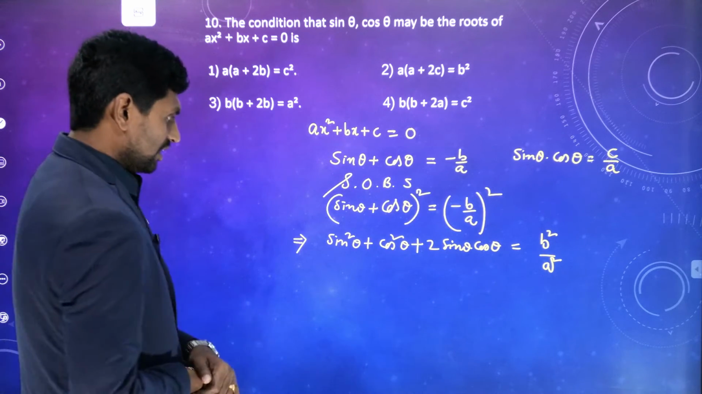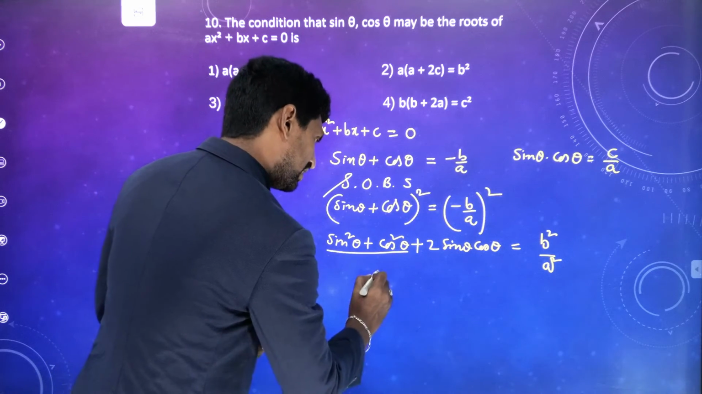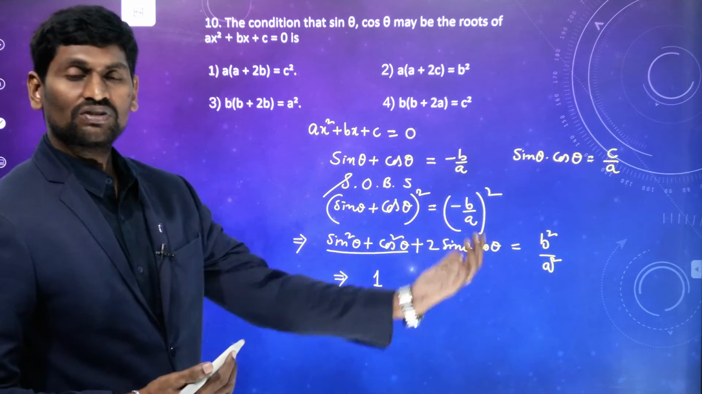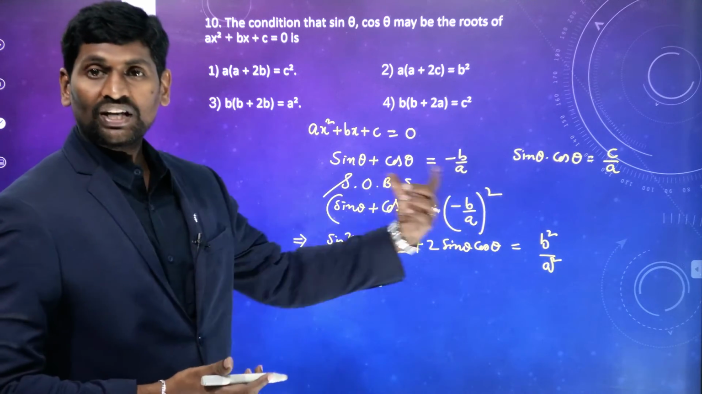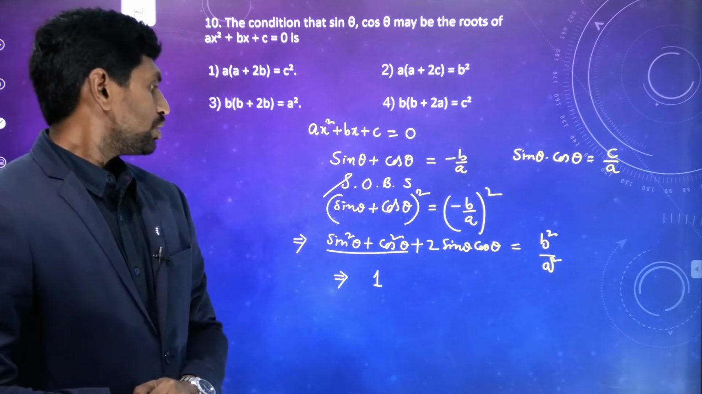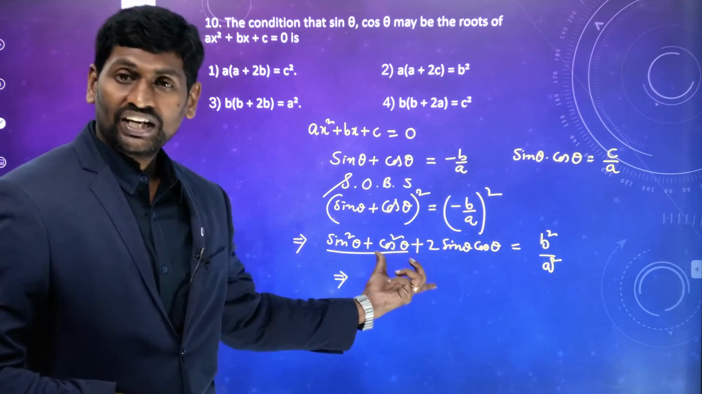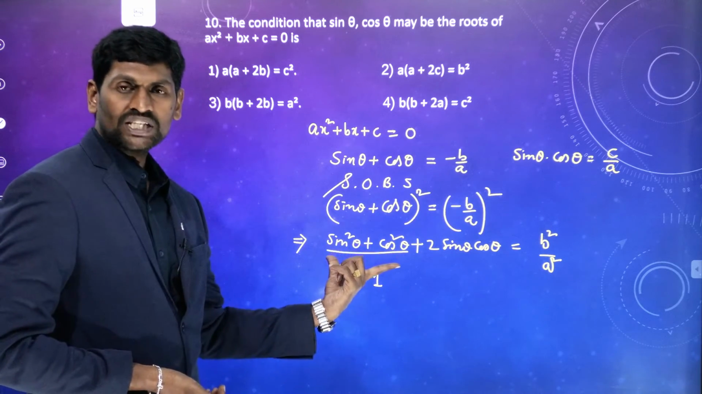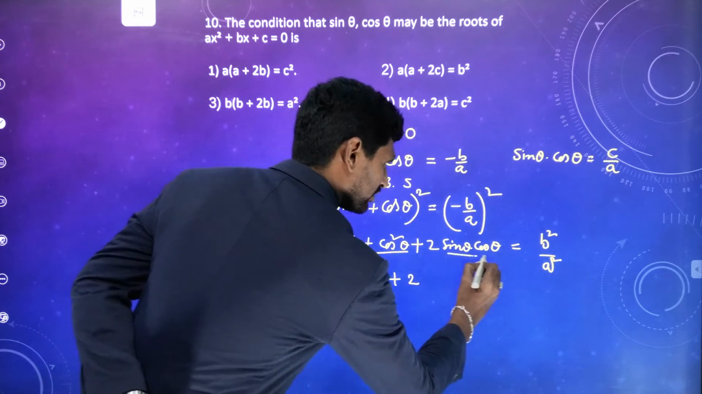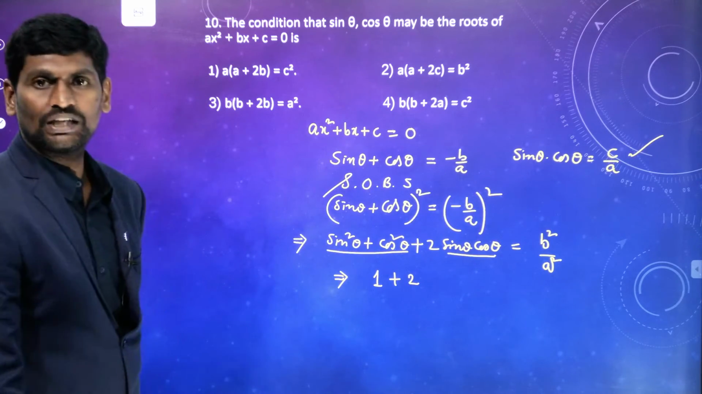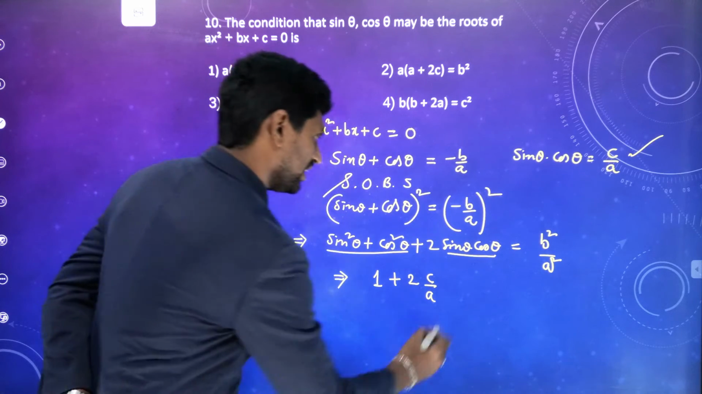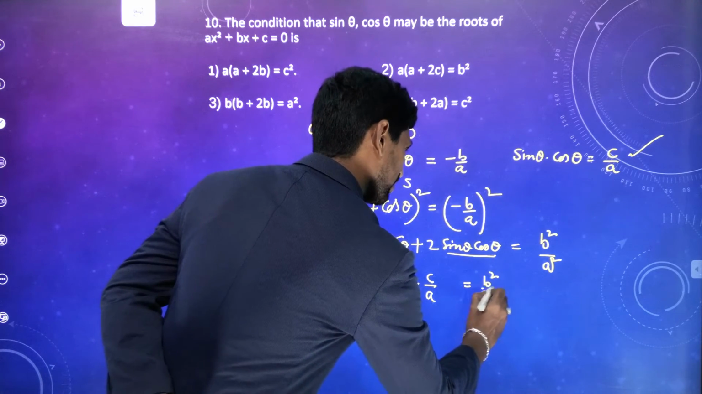Now sin square theta plus cos square theta value is 1. This is one of the trigonometric identities: sin square theta plus cos square theta is equal to 1, secant square theta minus tan square theta is equal to 1, and cosecant square theta minus cot square theta equals 1. So using one identity, in the place of sin square theta plus cos square theta I can write 1, plus 2 sin theta cos theta. What is that? c by a. So 2 into c by a, 2c by a equals b square by a square.